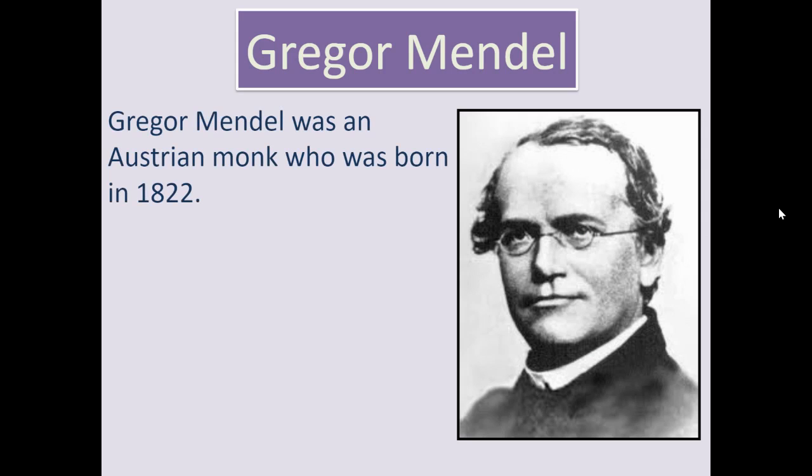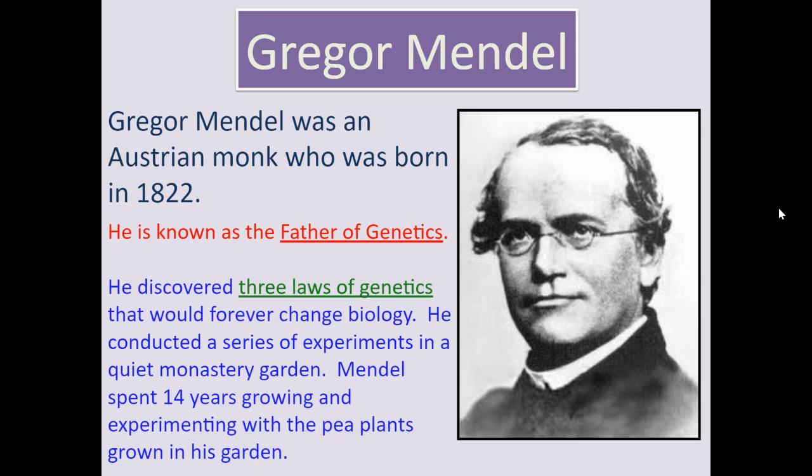Now, who discovered all of this? Well, a man named Gregor Mendel was an Austrian monk who was born in 1822. He performed several experiments on pea plants, and in his experiments, he discovered genetics. And so we call him the father of genetics. And while discovering all of these things, he created 3 laws that we abide by in terms of genetics.